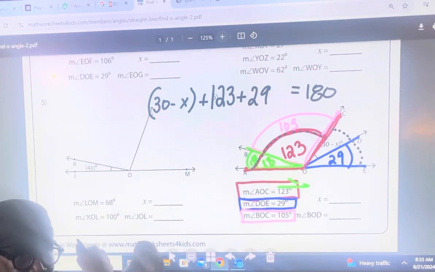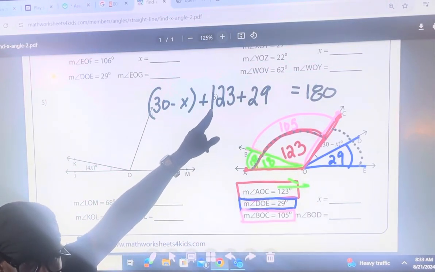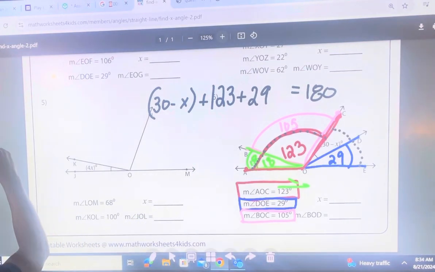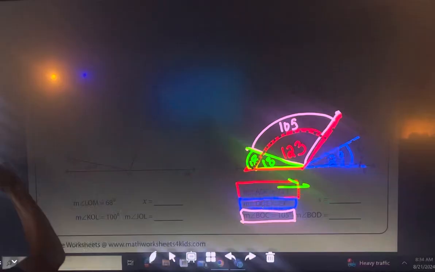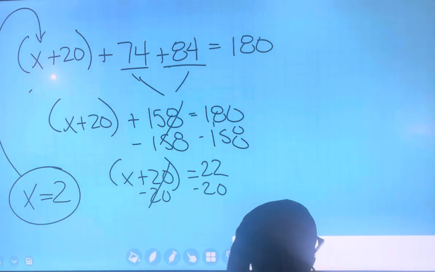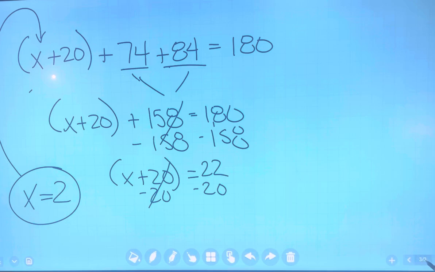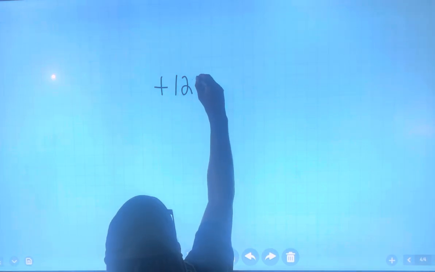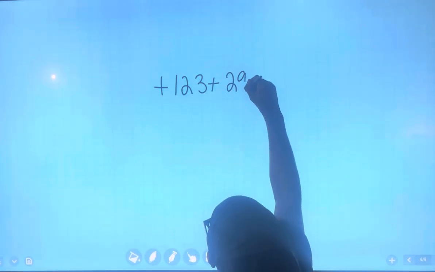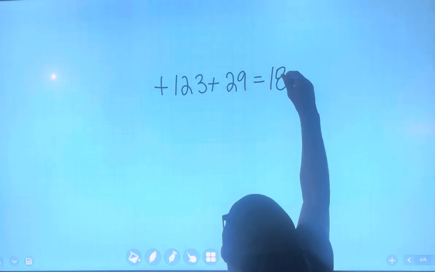So hold on, I gotta flip the screen. Remember 123 and 29 for me. Oh my God, I'm old. What was those numbers? 123 plus what? 29, and then what was that other one?